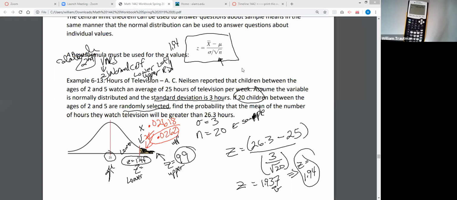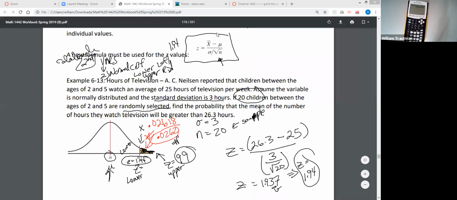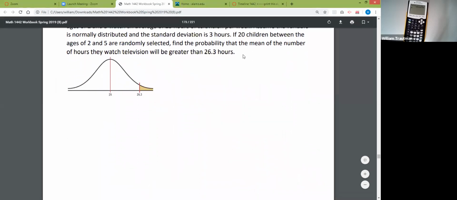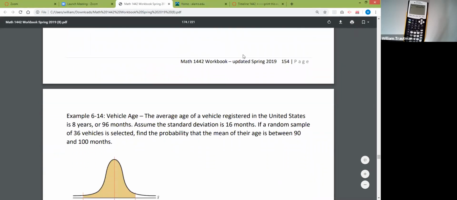All right, everybody okay with that? We'll do a few more of these, and this is it. If I remember right, this should be it. Let's try again.